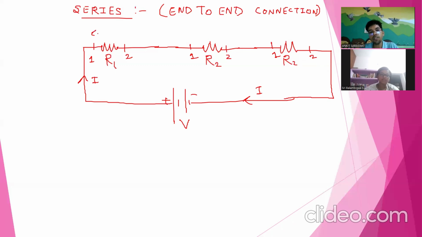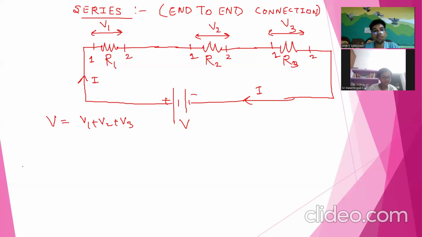Let us suppose V1 is the voltage drop, or voltage consumed, across R1. V2 is the voltage drop across R2, and V3 is the voltage drop across R3. Then what is V? Formula is clear now, R is the equivalent resistance. I will explain. Then total V is equal to V1 plus V2 plus V3.